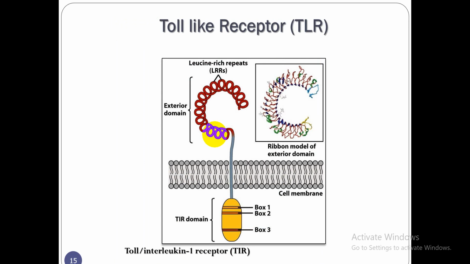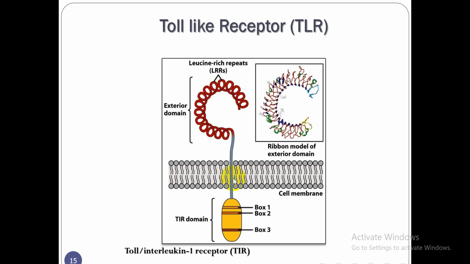One of the most important group of cell-associated PRRs are toll-like receptors. Here in this picture you see the structure of toll-like receptors. Toll-like receptors are receptors which are present in cell membrane. They have an exterior domain, and this domain has leucine-rich repeats. With this exterior domain, they can recognize some parts of the pathogen.